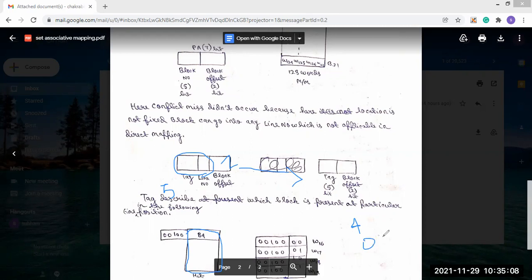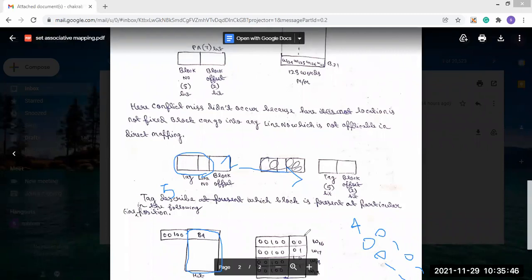It will be 00, then 01, then 10, then 11. If we combine these, it will form word number 16, word number 17, word number 18 and word number 19. This will be presented, so that's how the address will be generated here. This is the advantage of using the fully associative mapping.